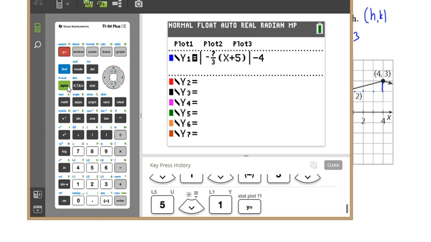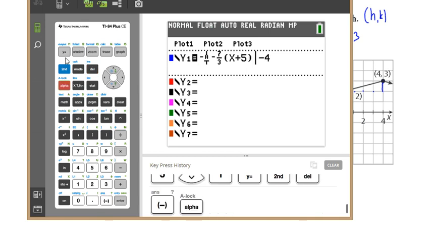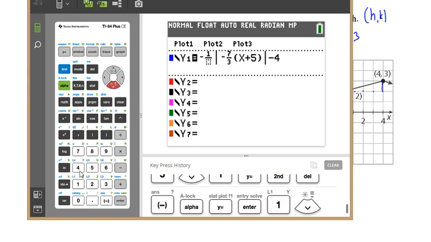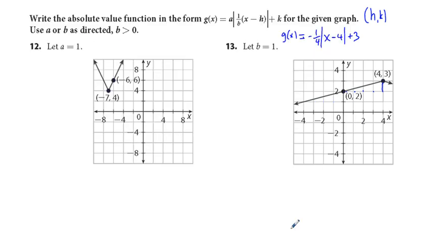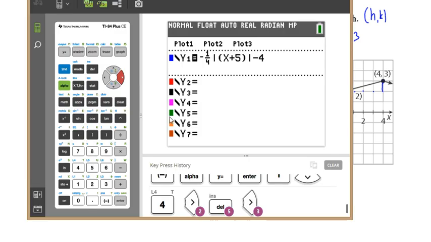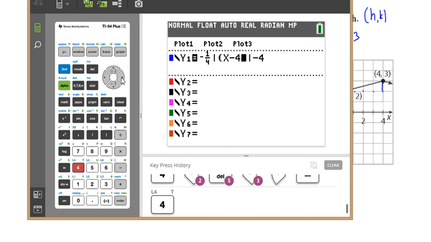-1/4. So I'm going to press second INS, negative, 1/4. And I'm going to erase this. And we're going to have, what do we say it was? X minus 4 plus 3. So here we are. X minus 4. And then over here on the right, we'll put plus 3. And this should get it.